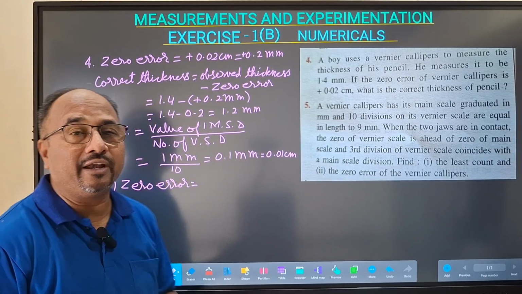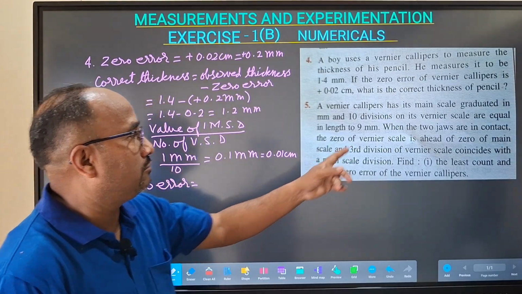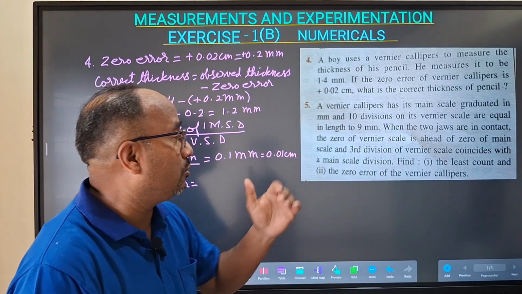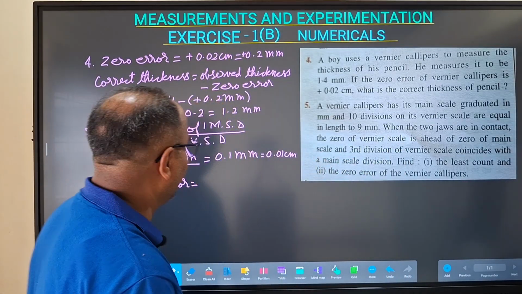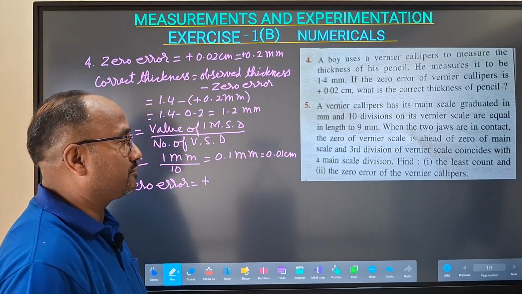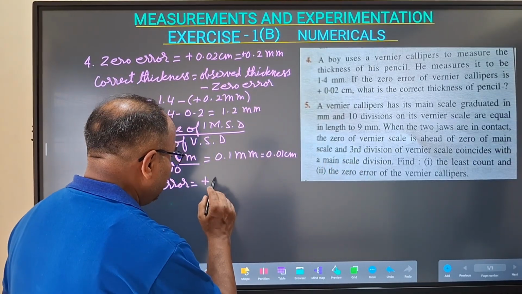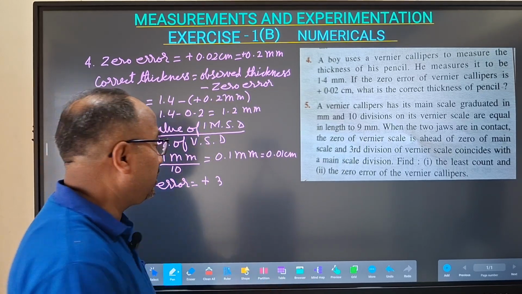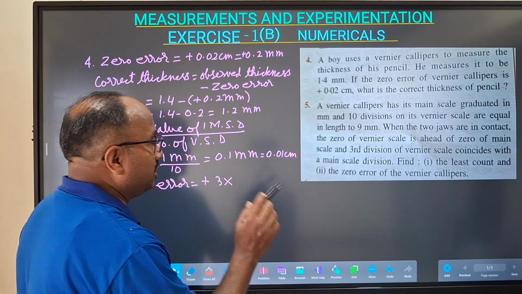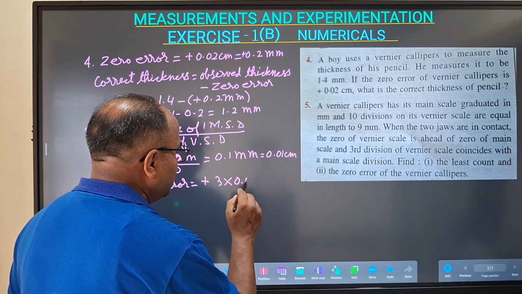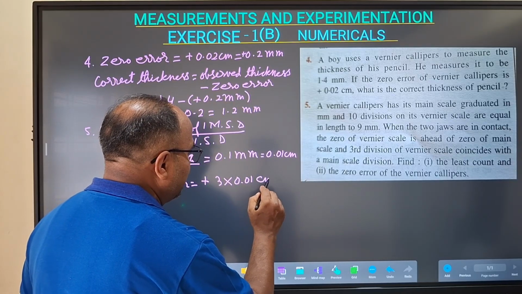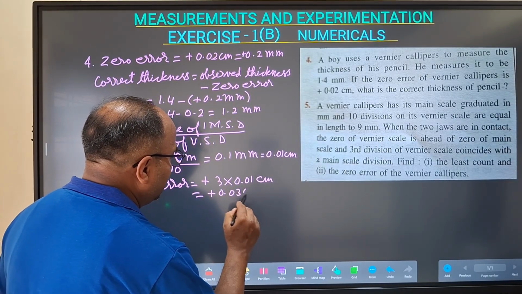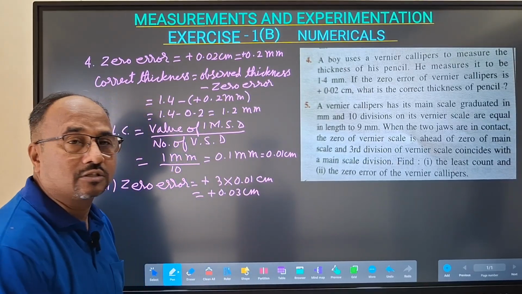So I had already explained to you that because the jaws are in contact, the zero of the vernier scale is ahead of the zero of the main scale, so it is a positive zero error. So I am going to write that positive sign. Third one is matching. So because it is positive and the third one is matching, we need not subtract anything. Now we multiply it with the least count, which we had got as 0.01 in centimeter. So this becomes plus 0.03 centimeter.